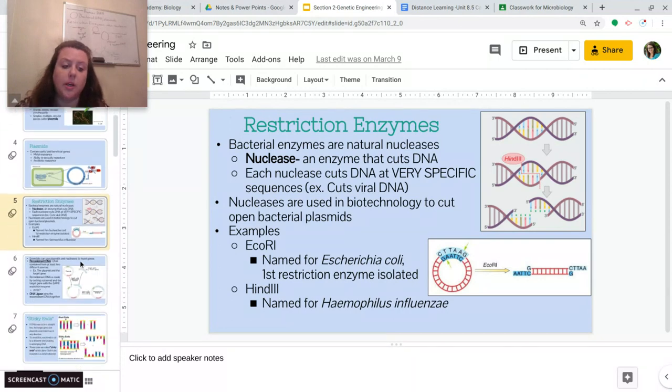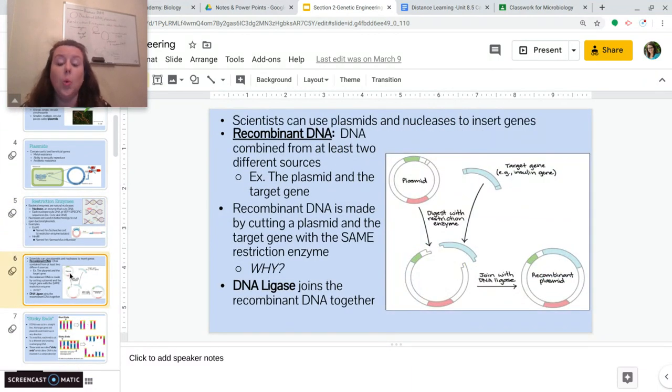So why do we need to cut open DNA? Okay, we want to cut open DNA so we can make something called recombinant DNA. Recombinant DNA is whenever you can take two different DNA sources and you put them together. Okay, so we're going to make bacteria genetically in the lab to produce human proteins. Okay, so that's the job of recombinant DNA, is taking two different genes and putting them together. And I'll give you more examples in a second.